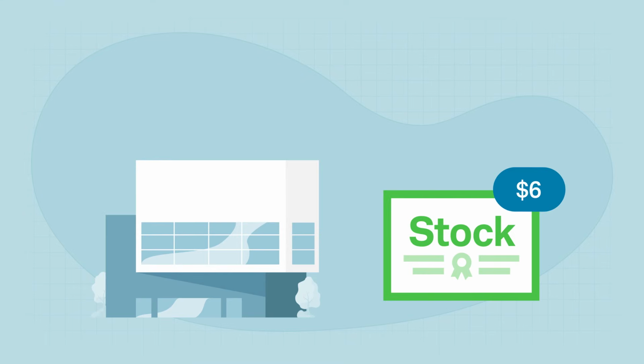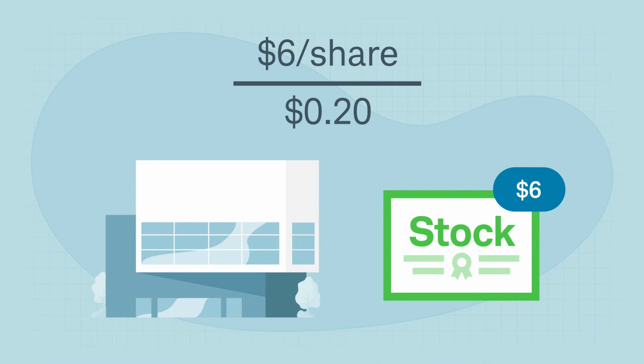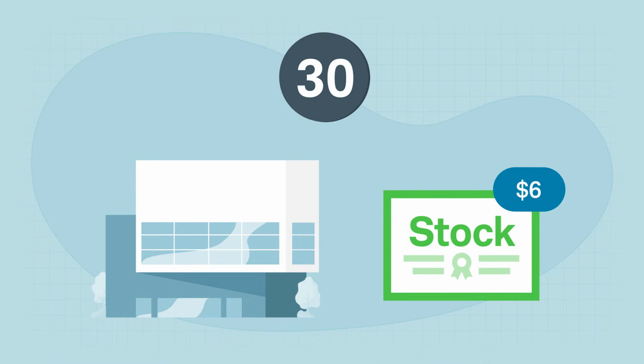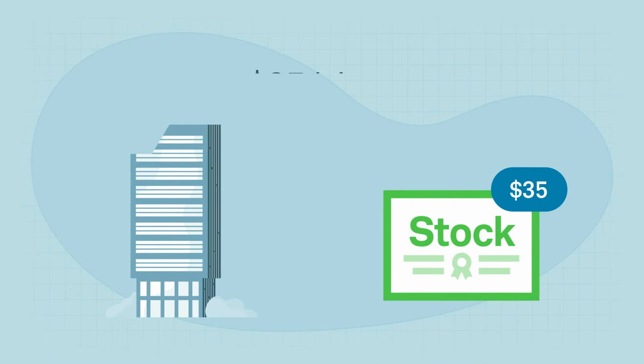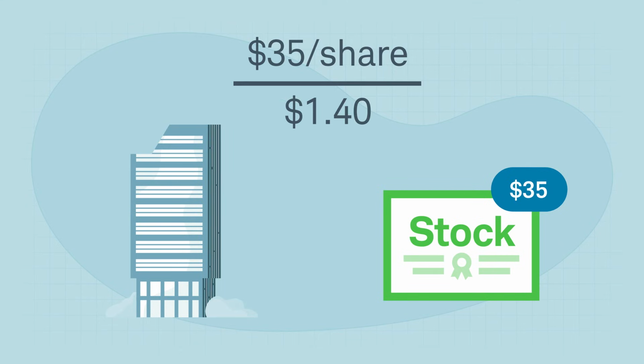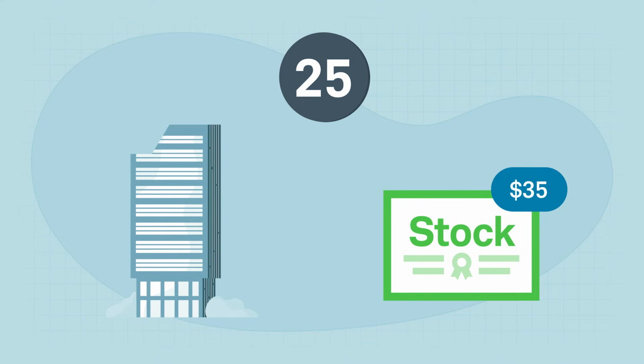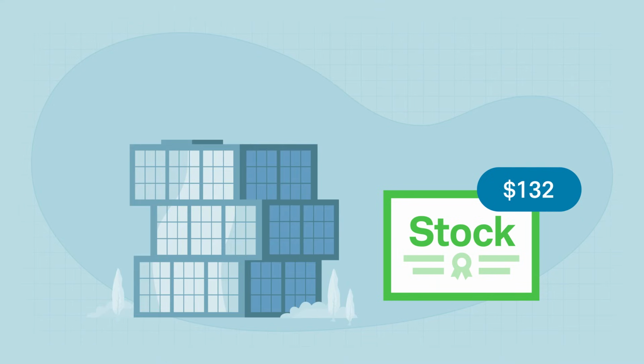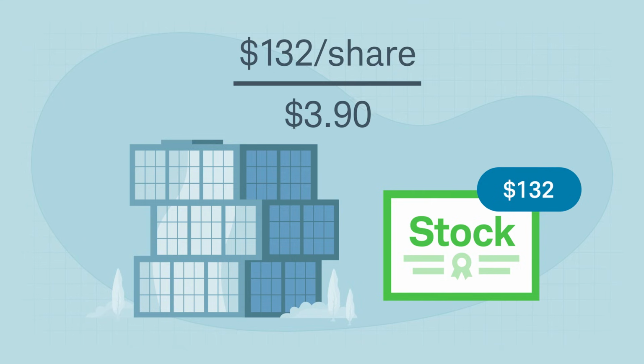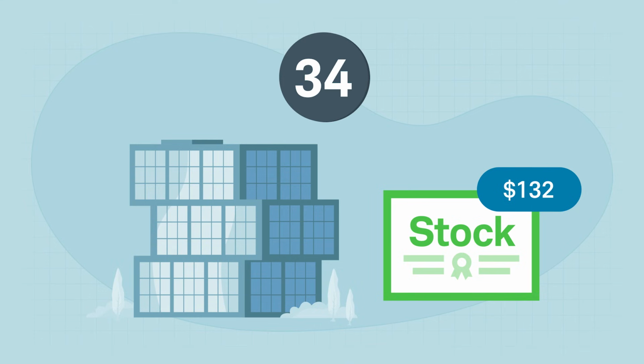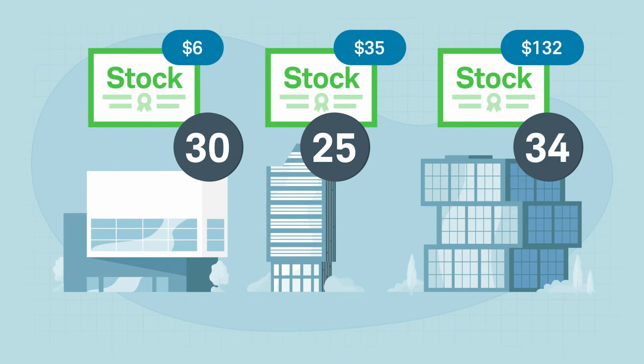The first company is trading at $6 and has an EPS of 20 cents, resulting in a PE of 30. The second company is trading at $35 a share and has an EPS of $1.40 for a PE of 25. The final company is trading at $132 per share and has an EPS of $3.90 for a PE of 34. Now you can better compare each company by its PE ratio.